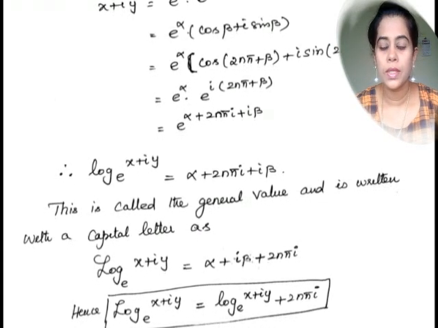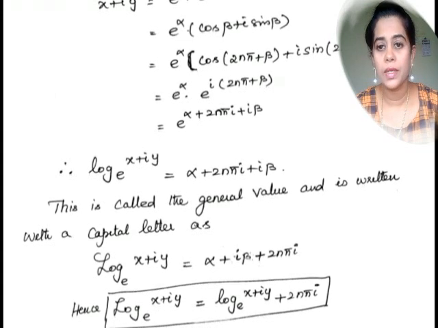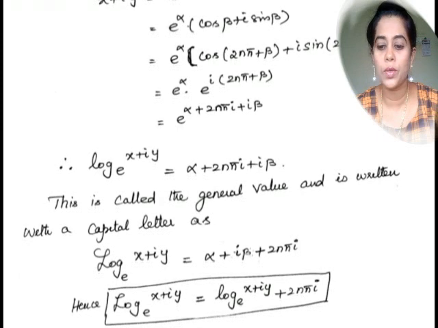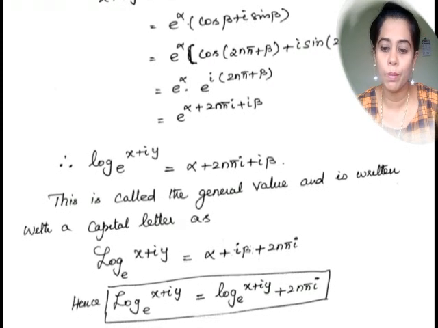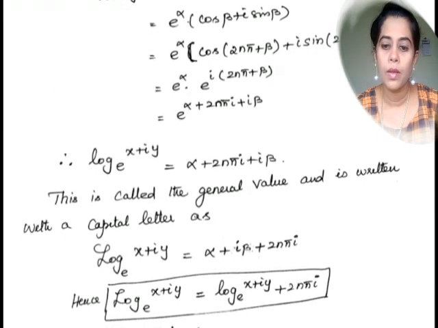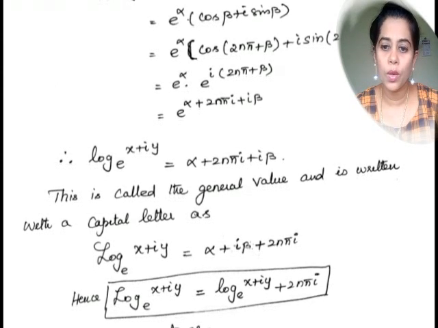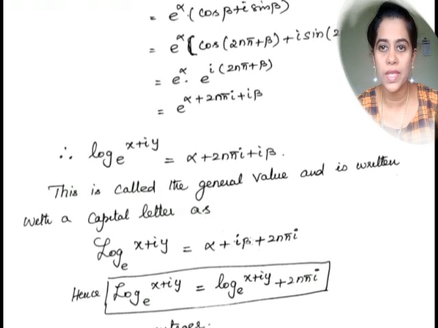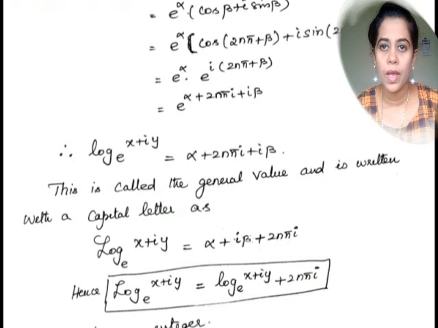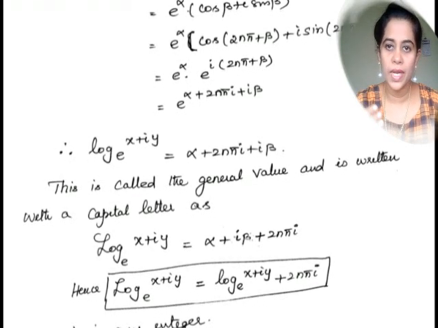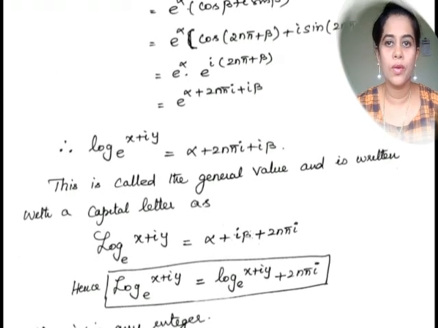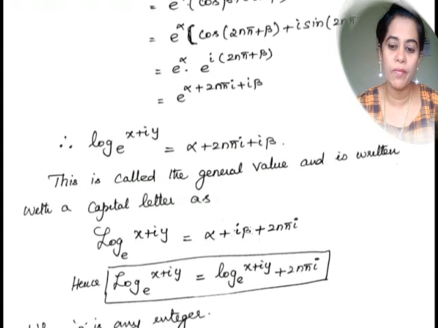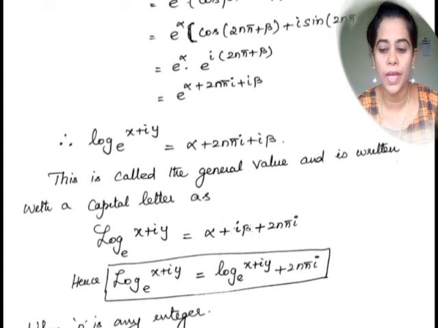Then the left hand side we have as x plus iy. So x plus iy is equal to e power alpha plus 2n pi i plus i beta. And therefore when I take log, because I need to find log of x plus iy, we are taking log on both sides. This will be log of e power of alpha plus 2n pi i plus i beta, which is written as alpha plus 2n pi i plus i beta.